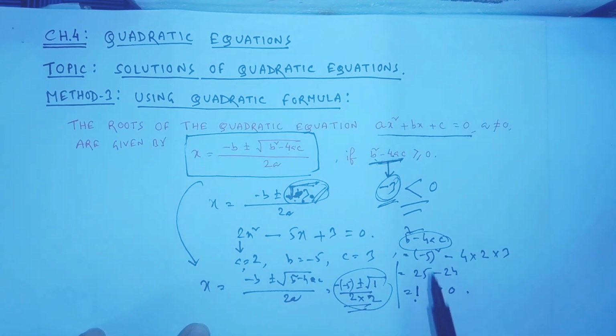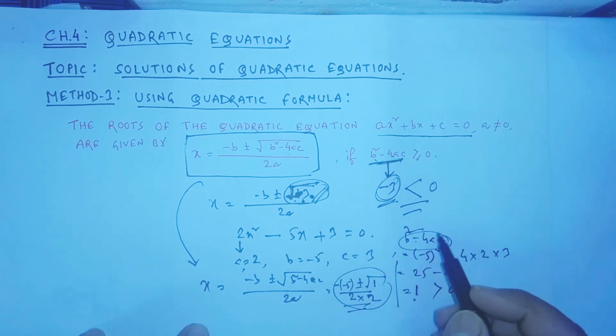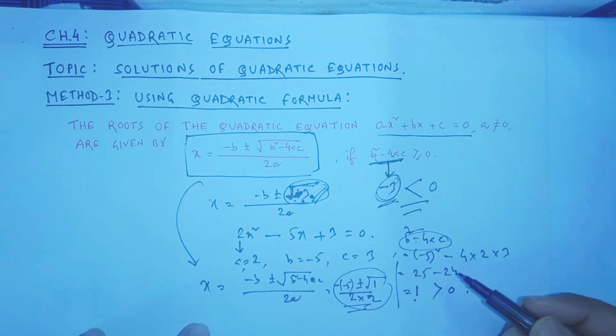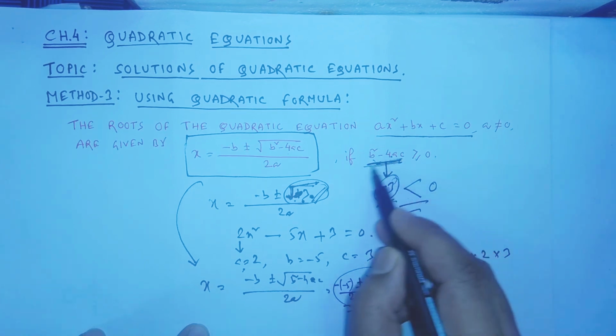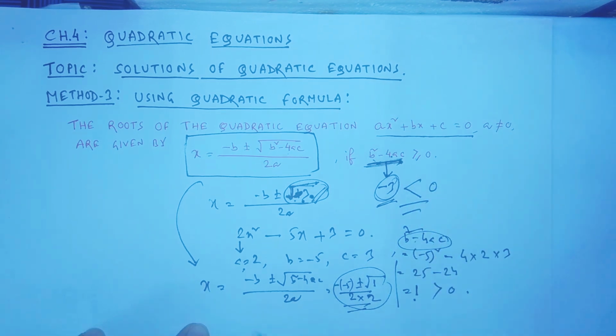I repeat once again, you need to check b square minus 4ac first. It should be either greater than 0 or equal to 0. If it is less than 0, we say real roots do not exist. And b square minus 4ac is sometimes also called the discriminant. Alright, so we'll be solving equations now using this quadratic formula.